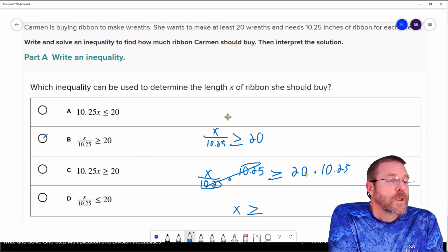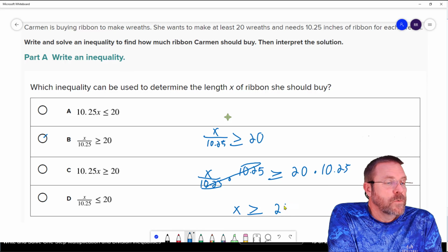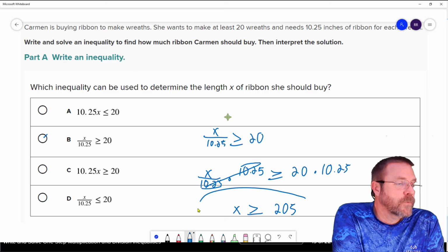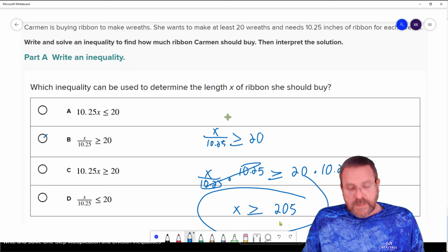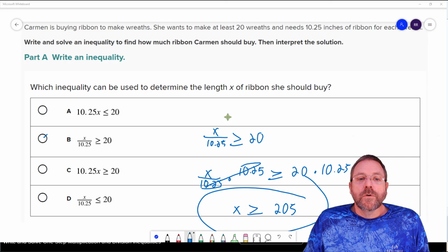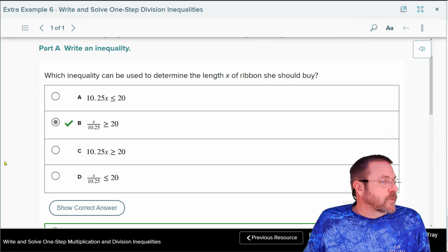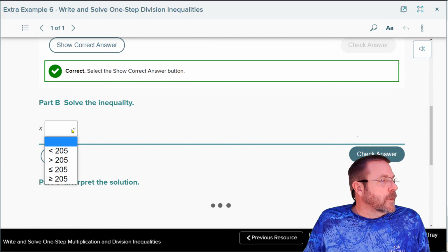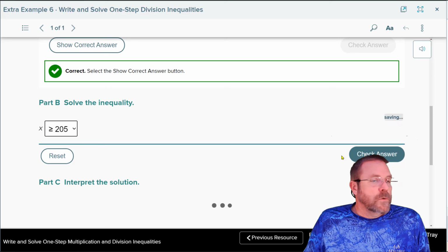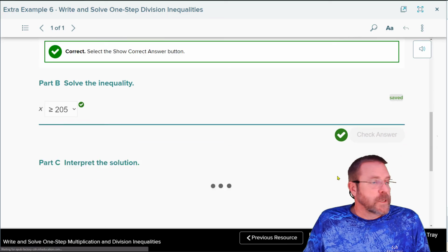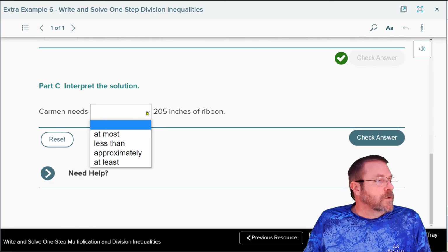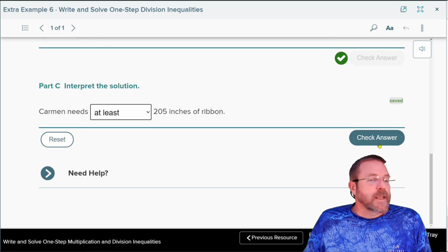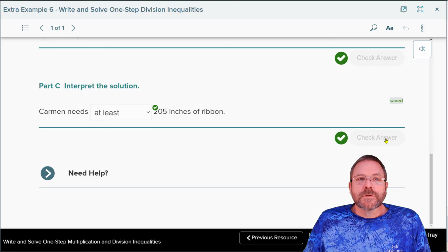And then from there, 20 times 10.25, well, that is going to give me 205, if I did that math right in my head, a value where it says x is greater than or equal to 205. Now let's see if we have an option for an answer like that. Greater than or equal to 205. That checks. And finally, last thing we need to do is interpret it. She needs to purchase at least 205 inches of ribbon.